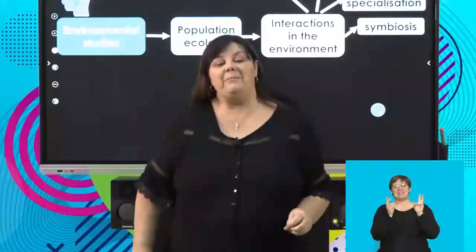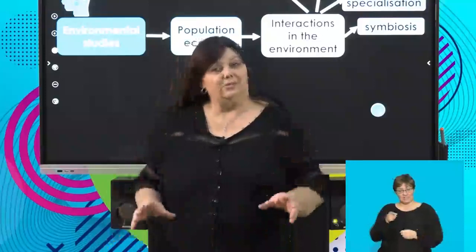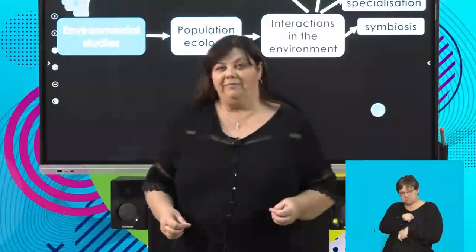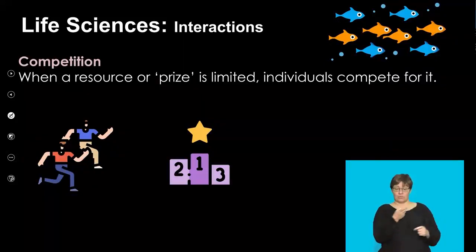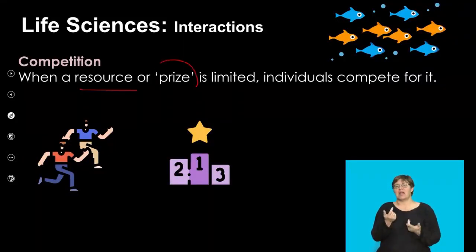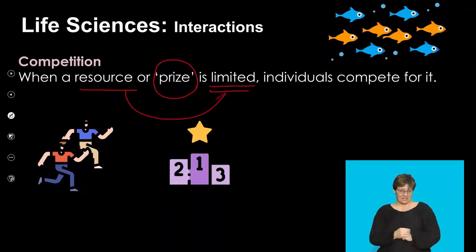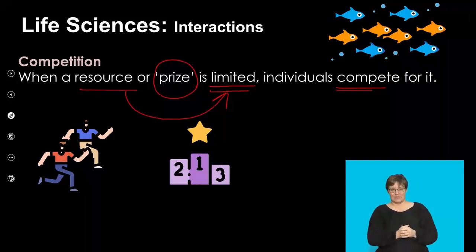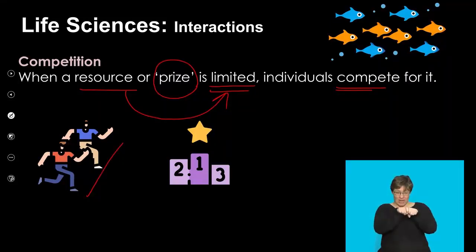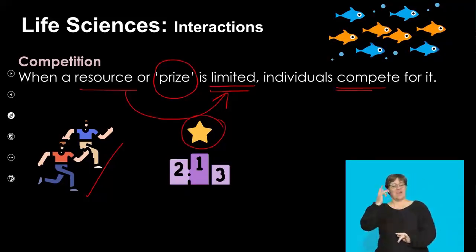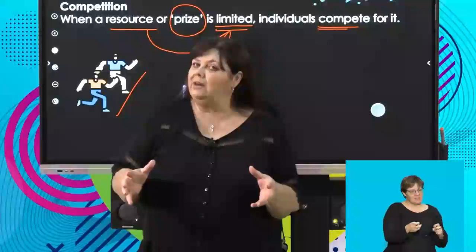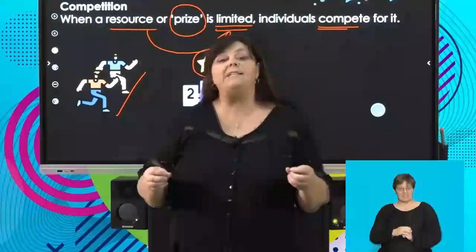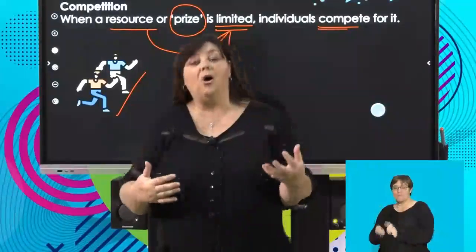Well, that is what is happening in natural environments as well. Resources are fought over, and that is what we talk about by competition. So when we look at competition, we see that a resource, or in everyday language, a prize, is limited. Limited resources mean that individuals have to compete. So just as you might be running a race and competing for first prize as the winner of the race, we need to think of resources in an environment as prizes, things that individuals are going to compete for.